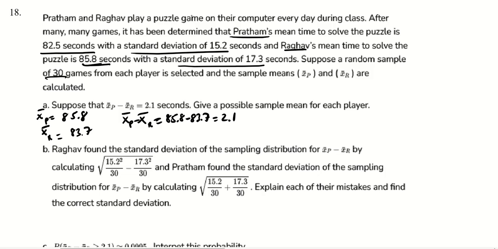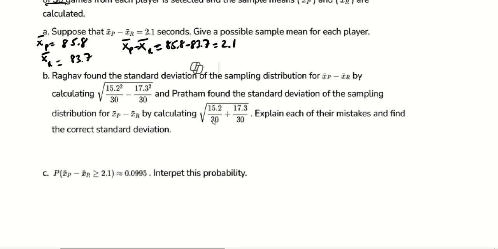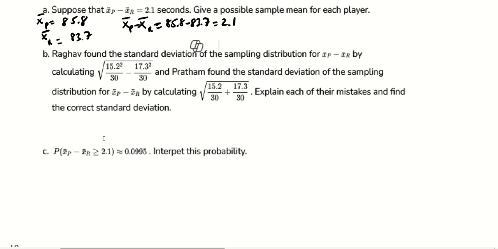Raghav found the standard deviation of the sampling distribution for x bar p minus x bar r by calculating that. And then Pratham found the standard deviation by calculating the plus. So this one had plus, this one had minus. Explain each of their mistakes and find the correct standard deviation. Okay, so Raghav needs to correct the minus. He needs a plus, needs to add the values.